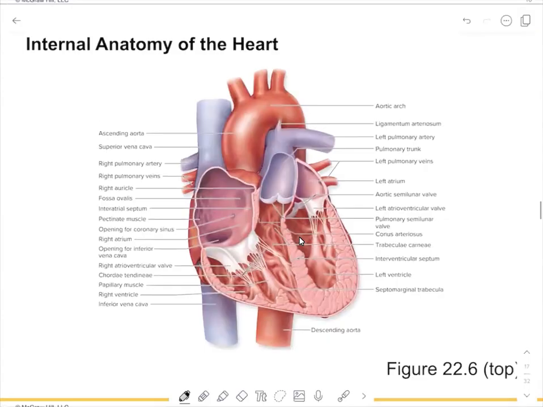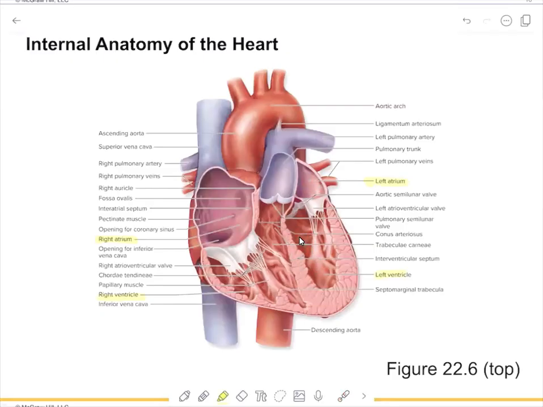So our image here shows us the internal anatomy of the heart. And I want to first highlight the right atrium for you, the right ventricle. So deoxygenated blood goes from the right atrium to the right ventricle. On the left side of the heart, we see the left atrium and the left ventricle. So oxygenated blood is going to go from the left atrium to the left ventricle.